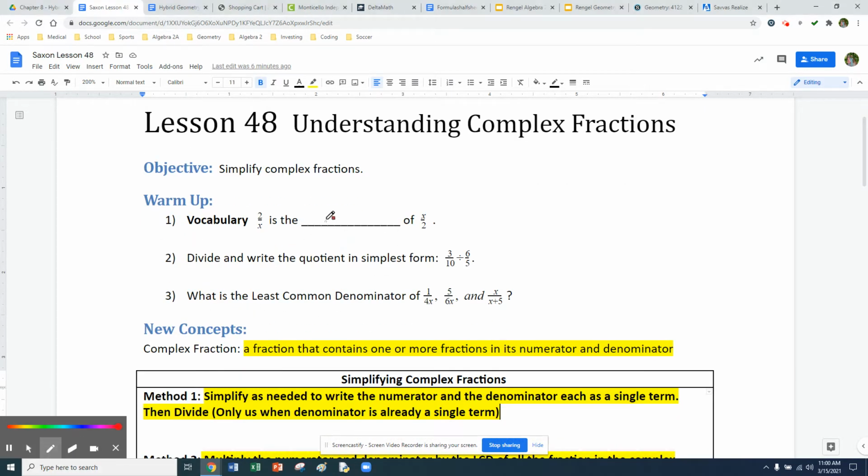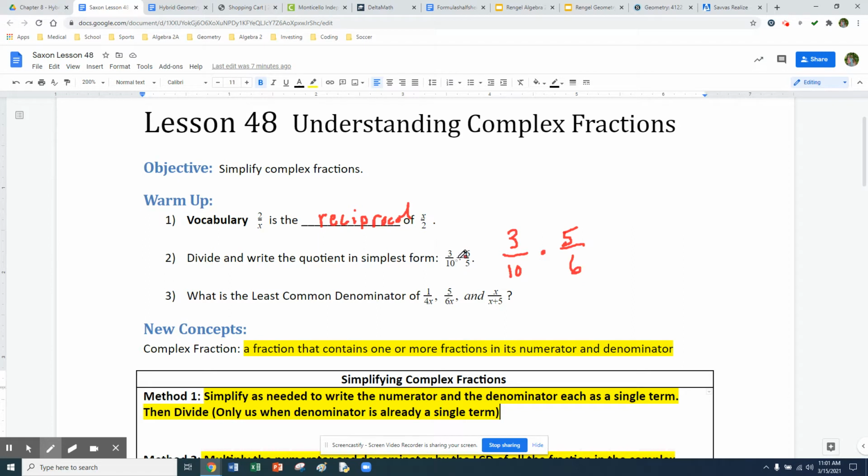First, in our warm-up, there's a couple of things that we need to review. First, 2 over x is the blank of x over 2. That would be the reciprocal. In problem 2, divide and write the quotient in simplest form. So when we're working with complex fractions, we will be using division. And with fractions, remember dividing fractions, you don't divide at all. You actually multiply by the reciprocal.